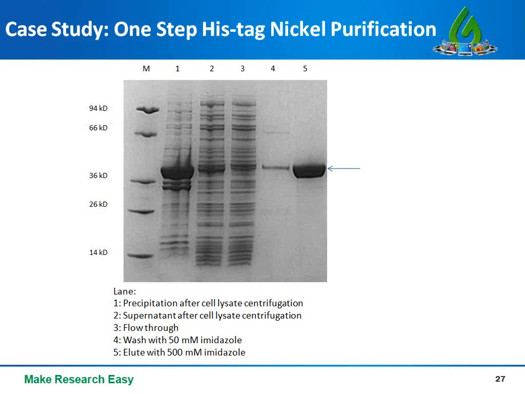This is an example of one-step his tag protein purification using nickel resins. As you can see from the image, target protein was mainly expressed as inclusion bodies as shown in lane 1 and also expressed soluble as shown in lane 2. In this case, protein was purified from the soluble part only. Lane 4 is the wash with 50 millimole imidazole, and lane 5 is the elute with 500 millimole imidazole, and the protein purity is over 95%.